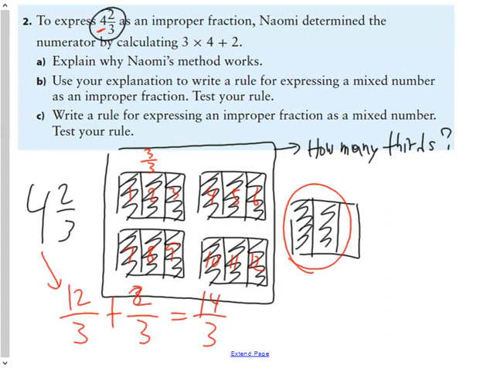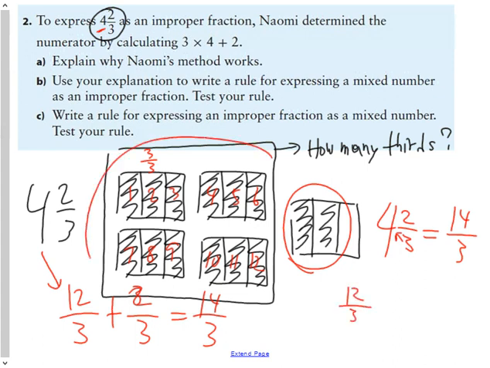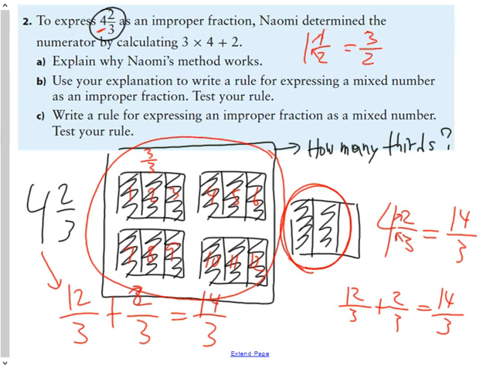So 4 and 2/3 as a mixed fraction is equal to 14 thirds. And why did Naomi's method work? Well, when she multiplied the 3 by the 4 to get 12, she was actually saying, how many thirds does this form have? And the answer being 12 thirds. And then she added 2 more because she was remembering this part. And that's how her method works. So if you take any mixed fraction, for example, 1 and 1/2, if you multiply the 2 by the 1 to get 2, and add 1 more to get 3, that will work to change any mixed fraction into improper.